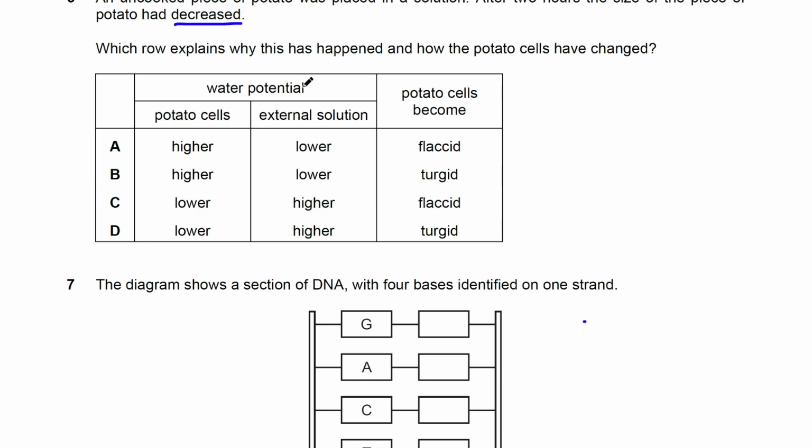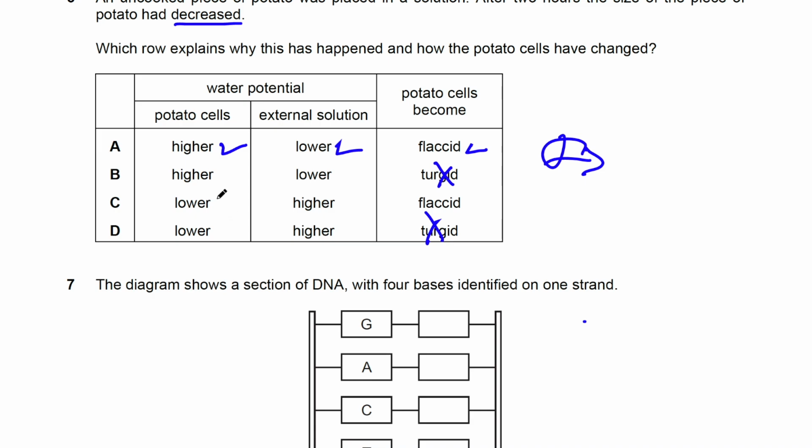So in order to cut it short and not to waste the time in just reading all options, I have to exclude B and D because once it's turgid, that means the water will move from out to in, which is wrong because the water potential inside the cell of potato is greater than outside. So the direction of water will be from the cell to outside. Okay, so I have A and C. Let's read them. Potato cells water potential is higher, that's right. And the external solution in the water is lower, and that's perfect. So it will become flaccid, and that's right. So it should be option A.